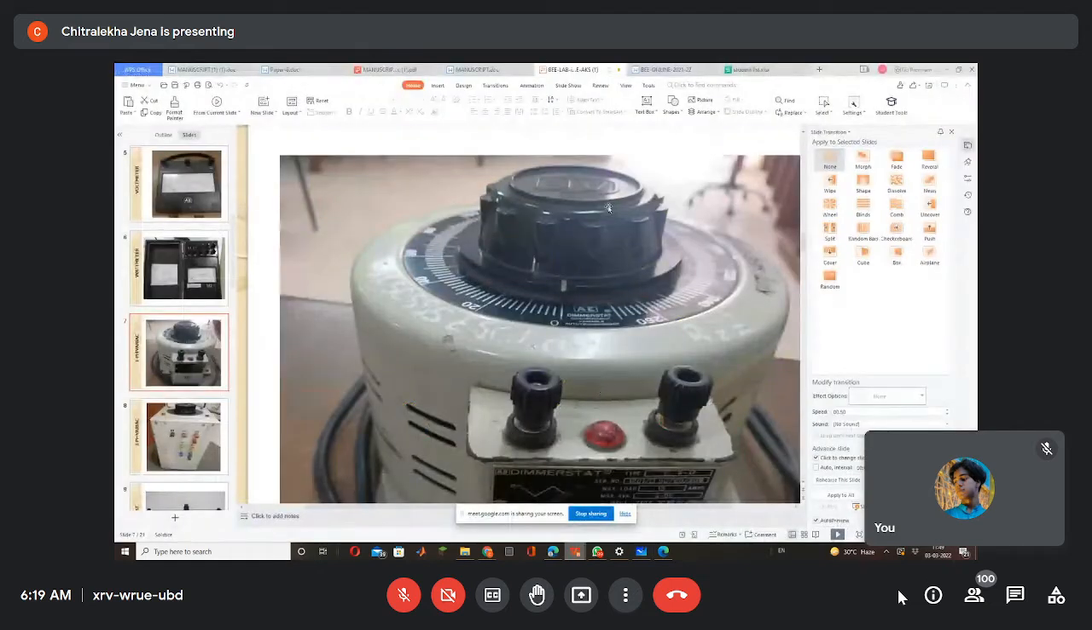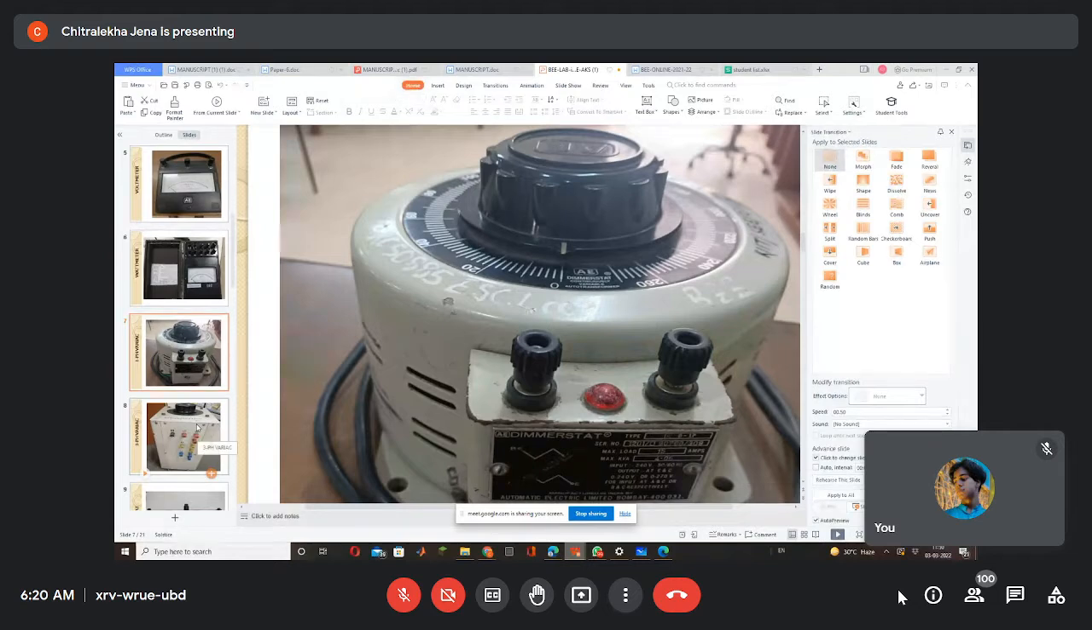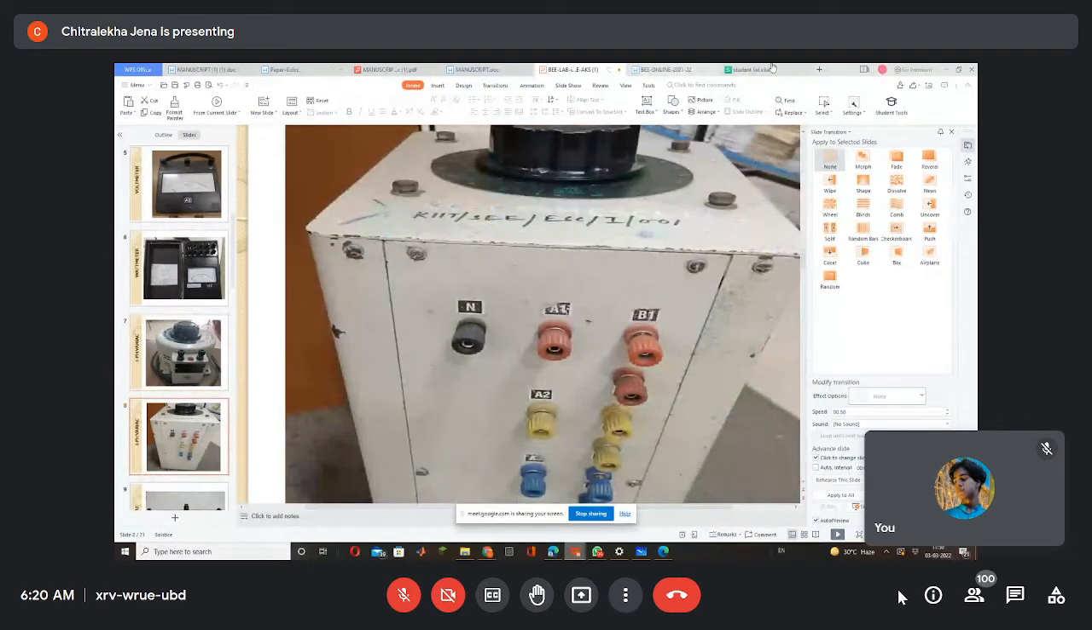When you are rotating this knob, you are decreasing the number of turns of the secondary winding. That is why, according to the number of turns of the secondary winding, you will be getting voltage in the secondary from 0 to 230 volt. Clear to all of you, or is there any doubt? Ma'am, can you once again tell about that?